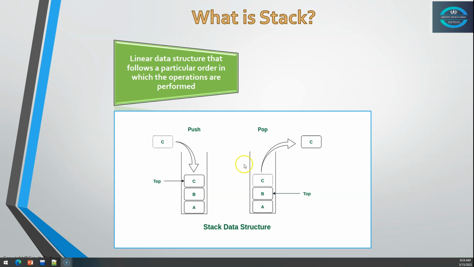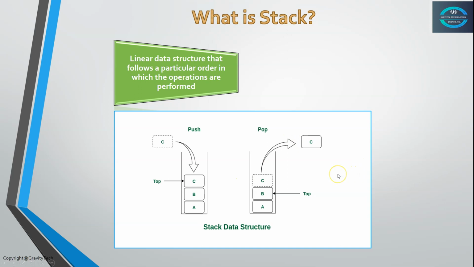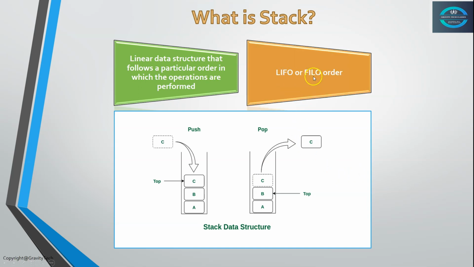So LIFO or FILO is the data structure that the stack follows. LIFO or FILO means last in first out, or first in last out order. So remember, the stack is a LIFO or FILO data structure. So where do we use the stack in real life?